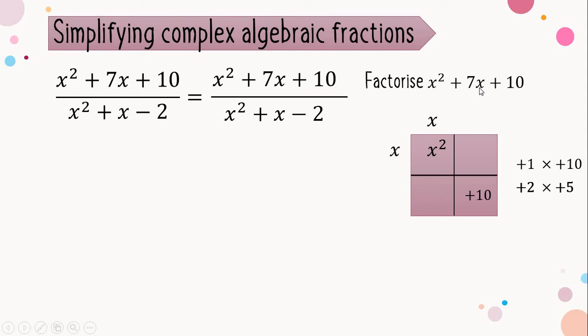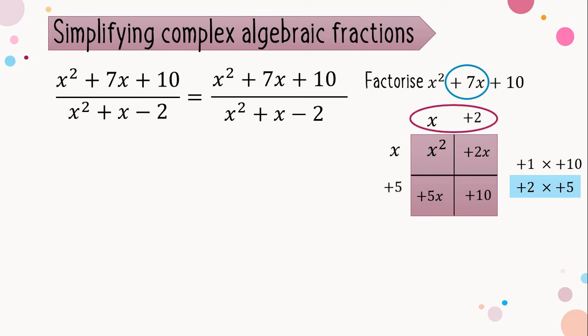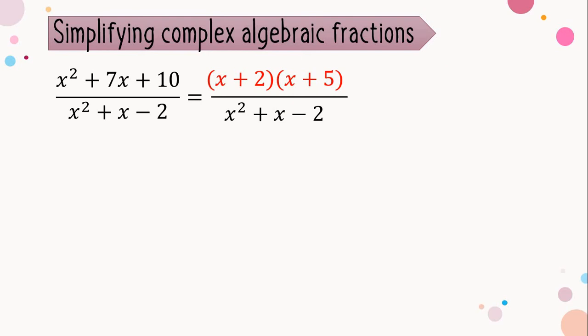So which ones can form plus 7? Yes, that is plus 2 and plus 5. So we write it over here. And then when we calculate it, it becomes plus 2x, and then this one becomes plus 5x. When we calculate it, that equals x squared plus 7x plus 10. So the factors are x plus 2 times x plus 5. Okay, we have finished factorizing the numerator.